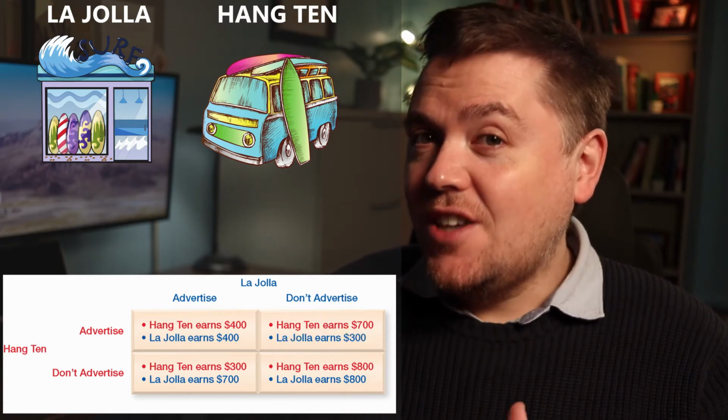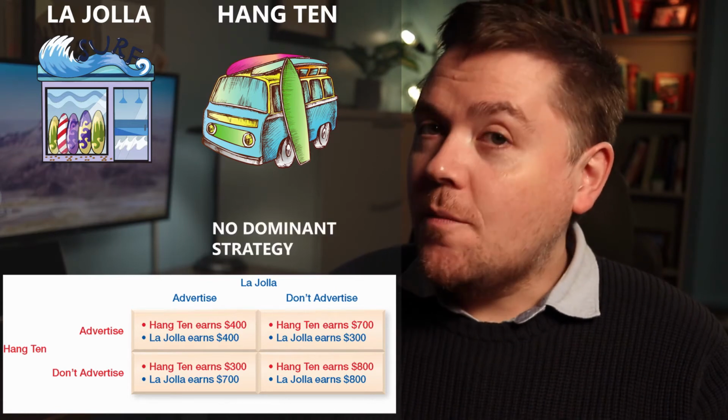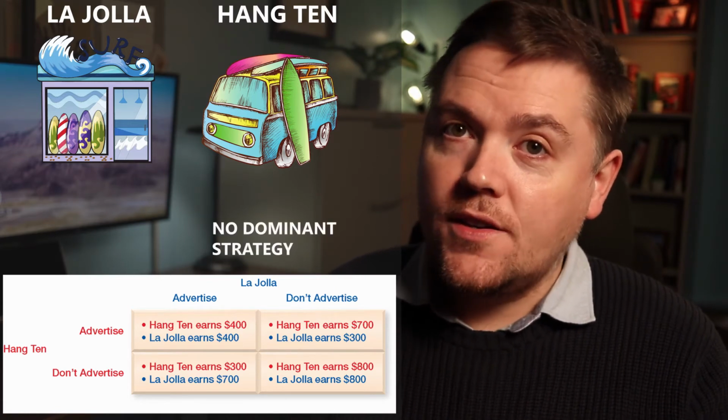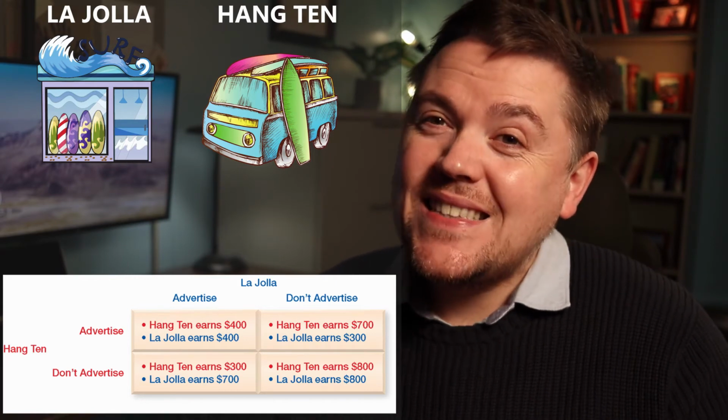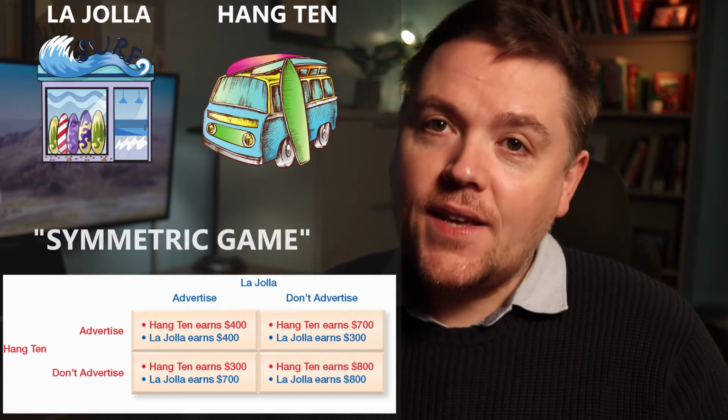Notice that Hang 10 doesn't have a dominant strategy here. Their best strategy is just to do whatever La Jolla does. Note that the same is also true for La Jolla because their problem is the same. We say it's a symmetric game.